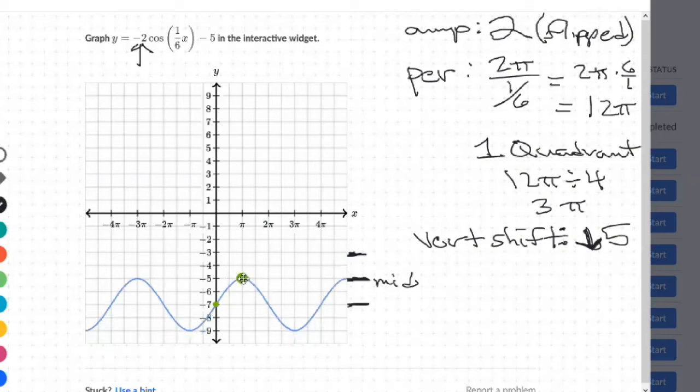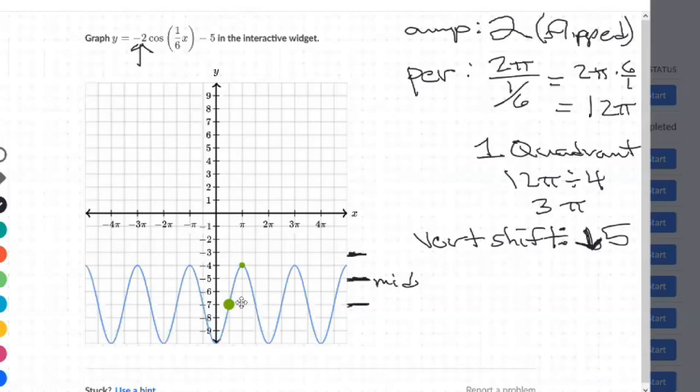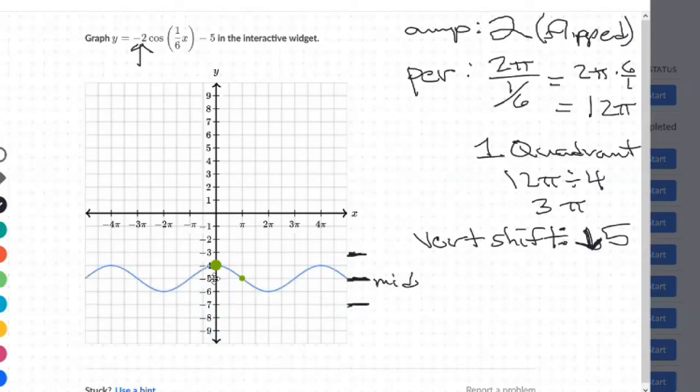Uh-oh. So I'm going to have to trade these points. Do you see that? This is always the midline. So I'm going to move this point. So there's the midline. Cosine normally starts at its maximum, but because it's been flipped upside down, now it starts at its minimum. So it starts at its minimum, down 2 from the midline, goes back to the midline. Period is 12 pi. 1 quadrant would be 3 pi, so I need to move this over. There we go.